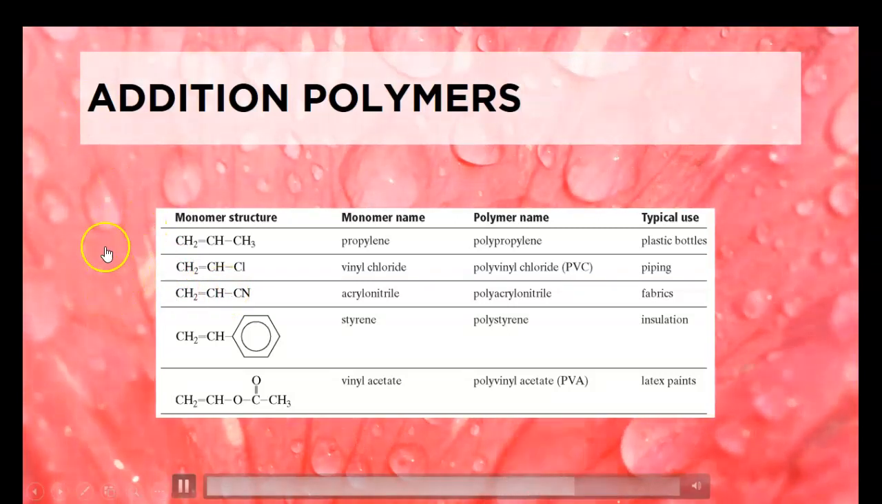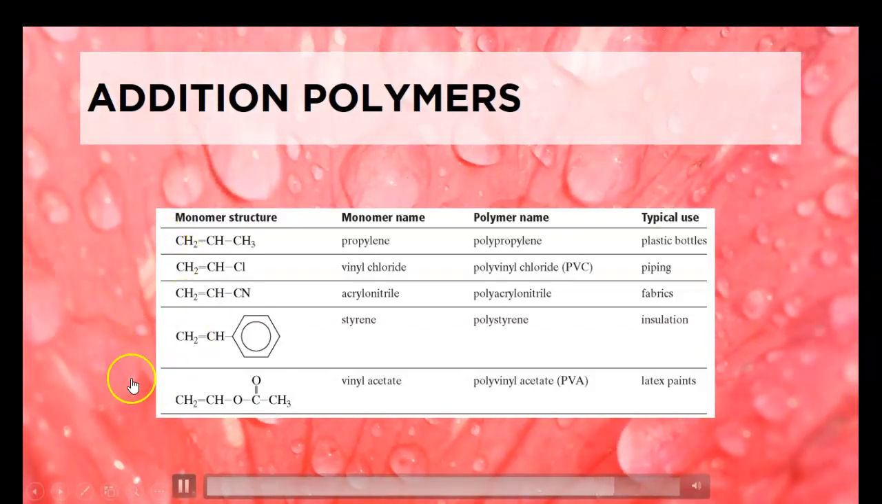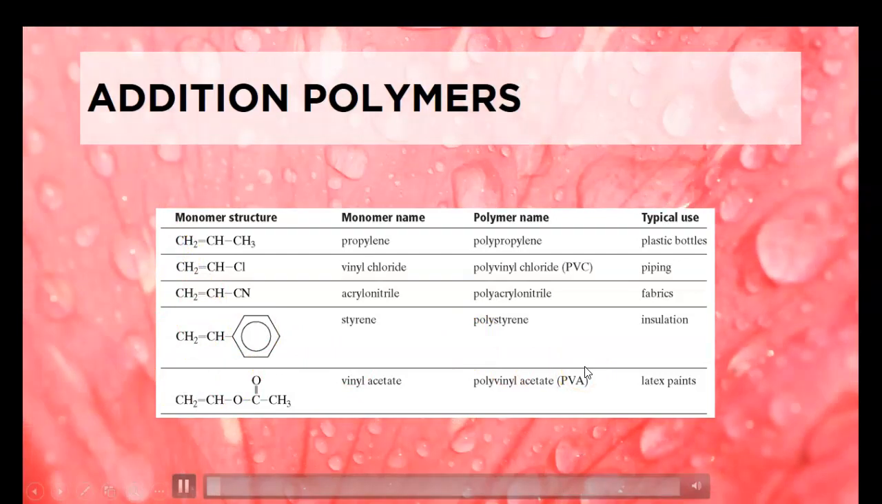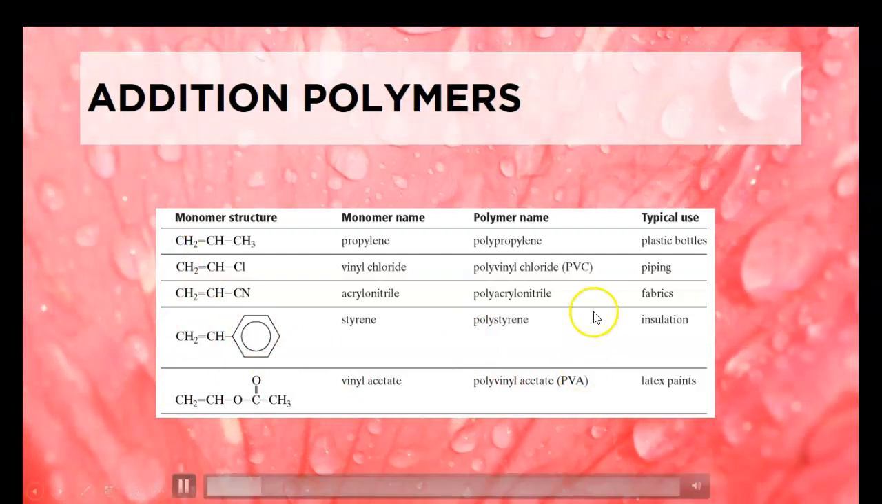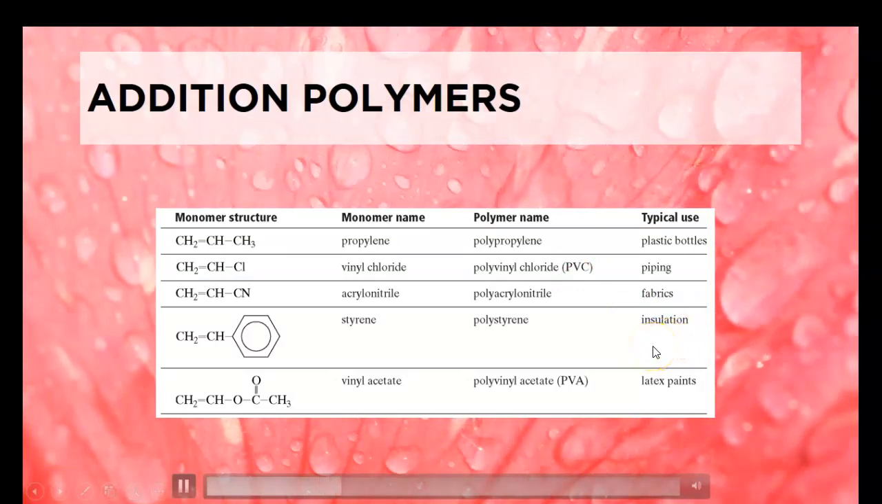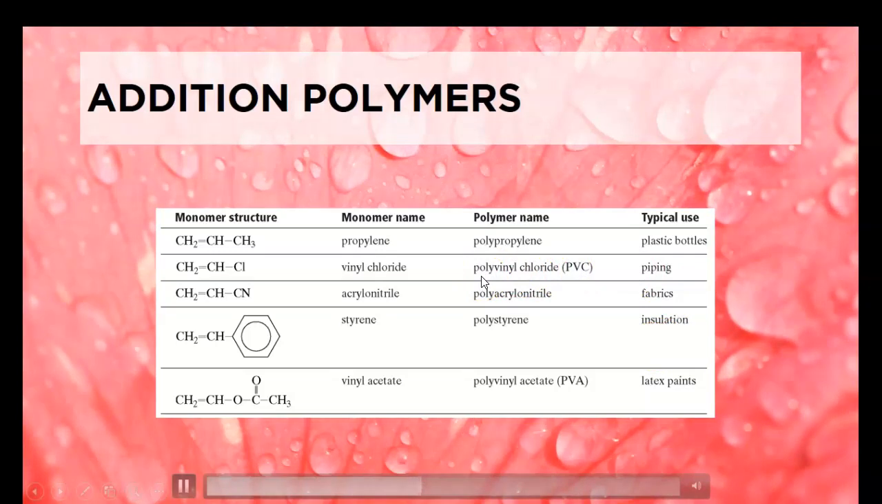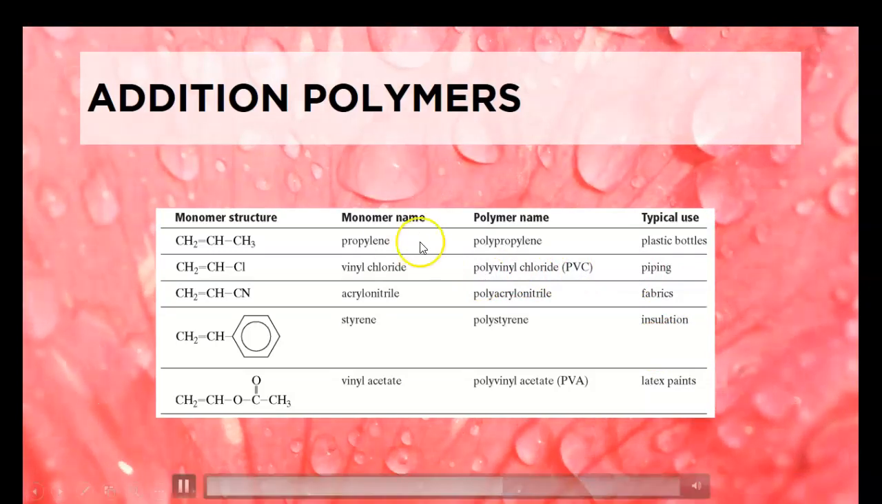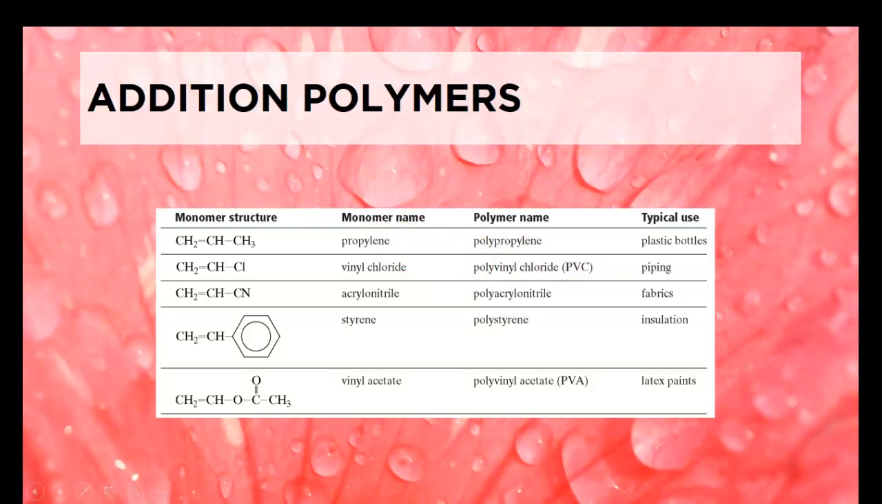But some other like polystyrene. Does anybody know what polystyrene is found in? Yeah, styrofoam, exactly. Or insulation. Piping, that's polyvinyl chloride, PVC. That's what it stands for, PVC. Those are made for pipes. Plastic bottles are made of polypropylene.